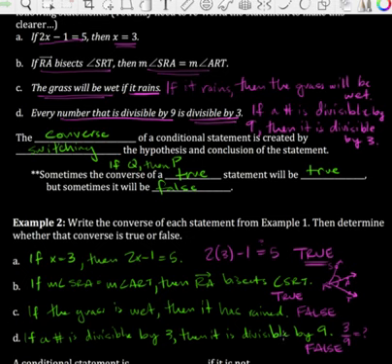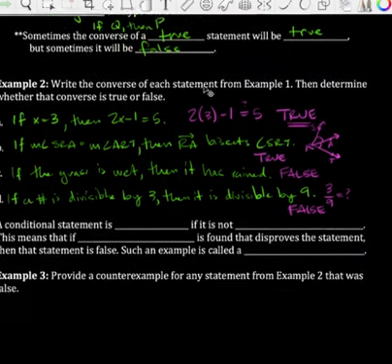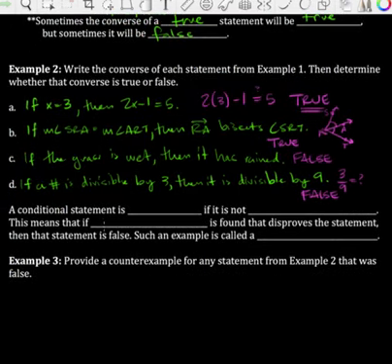But the converse doesn't end up being true. All right? So we need to realize that a conditional statement is going to be considered false if it is not always true. If the statement is not always true, we have to say that it's false.